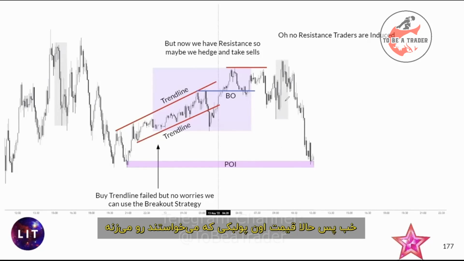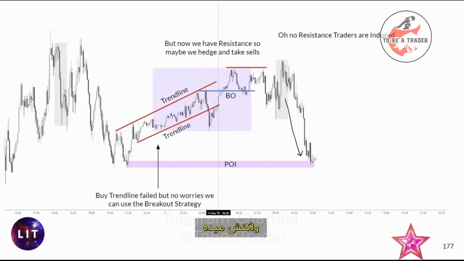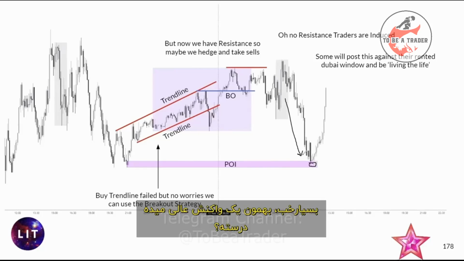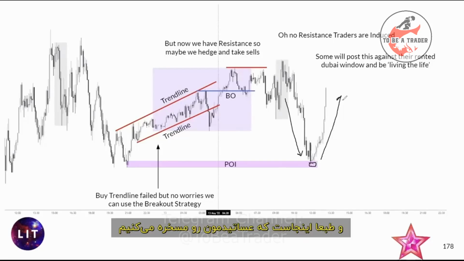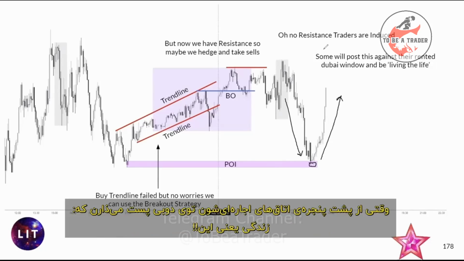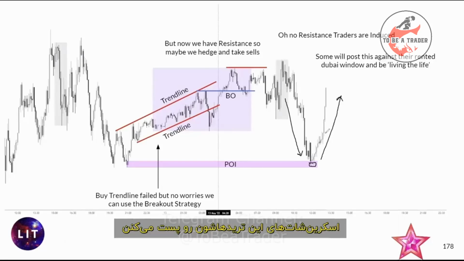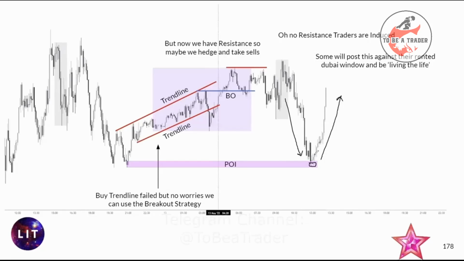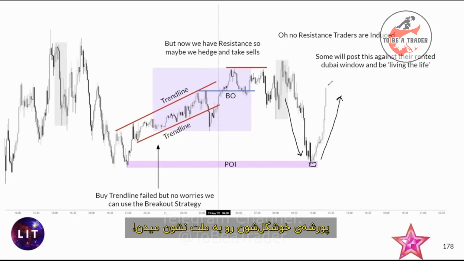Perfect. So price now does that pullback that they want it to do. It reacts actually really nicely. So that's really good. Let's see what price then gives us. Okay, gives us a perfect reaction, right? And now this is where, of course, we're mocking our gurus, where they post against their Dubai window and be living the life, posting these screenshots of trades, showing this push, and it looks really pretty in the moment.